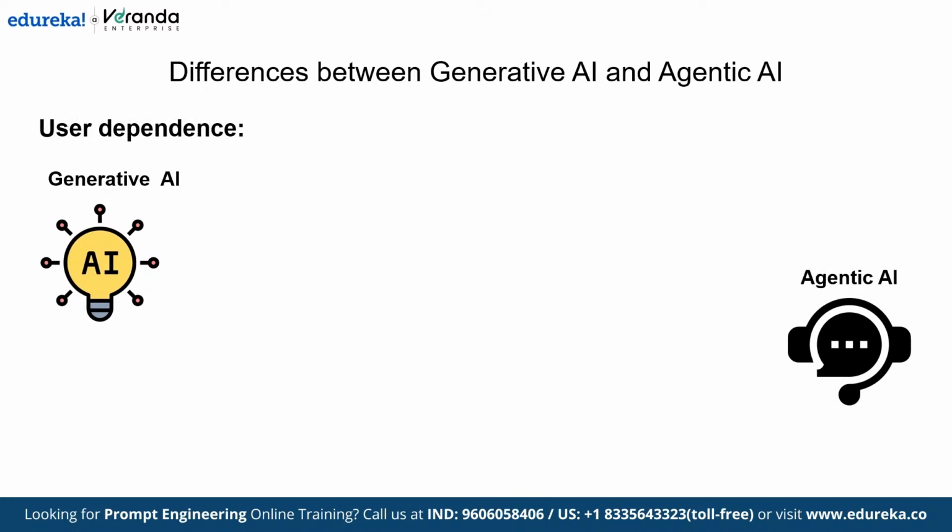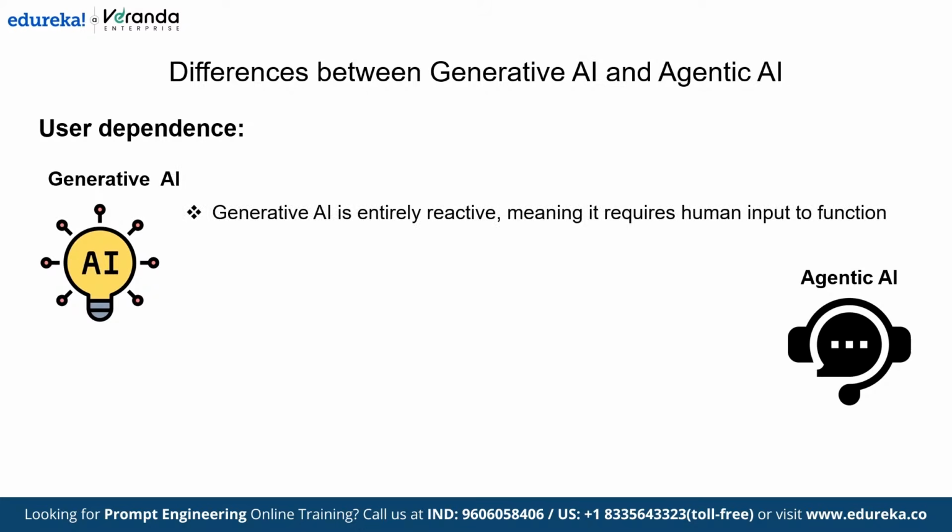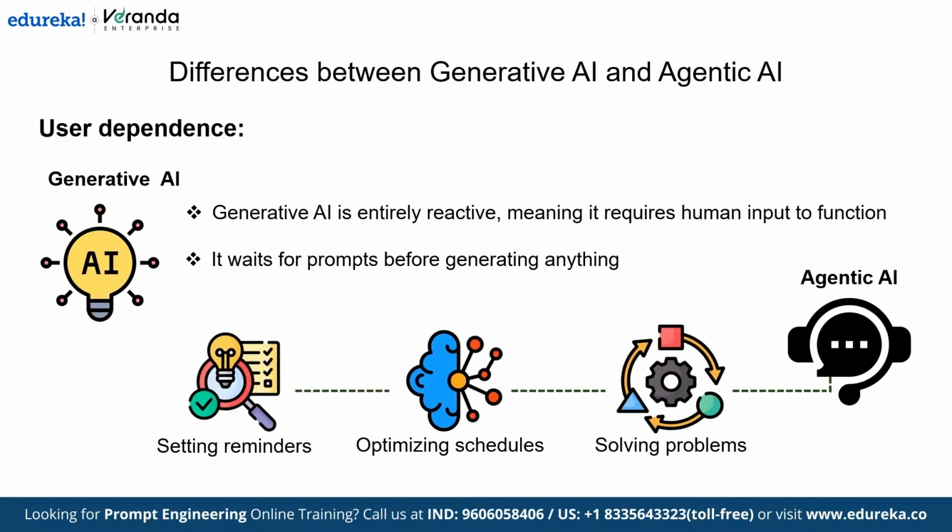Another key difference is user dependency. Generative AI is entirely reactive, meaning it requires human input to function. It waits for prompts before generating anything. In contrast, agentic AI is proactive. It can initiate actions independently, setting reminders, optimizing schedules, or even solving problems without human intervention.